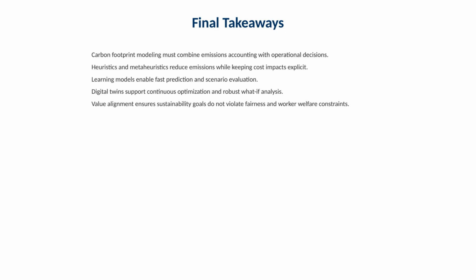You need a model that ties emissions accounting to routing, facility activation, and mode choice under explicit carbon budgets. Heuristics and meta-heuristics provide scalable improvement. Learning models enable fast prediction, and digital twins enable continuous re-optimization. A value-aligned framework ensures emission reduction remains fair, socially feasible, and implementable.